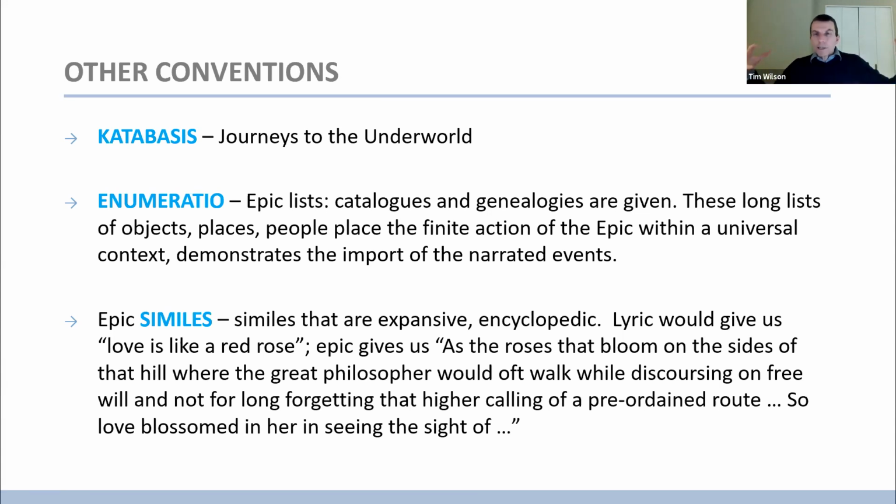In an epic simile, because it has to be so expansive and it has to basically flesh out every dimension and perspective of that culture, it's going to tell the story behind that comparison, and it's going to bring in so many more details. So here's a fictional one I've put together that expands on love is like a red rose. As the roses that bloom on the sides of that hill where the great philosopher would oft walk while discoursing on free will, and not for long forgetting that higher calling of a preordained route, so love blossomed in her in seeing the sight of, etc. So rather than just say it's like a rose, the poet is going to use that as an opportunity to say, like the rose that was in this story that you probably kind of know faintly. And when so-and-so did that, and then they did this, and then that, etc.